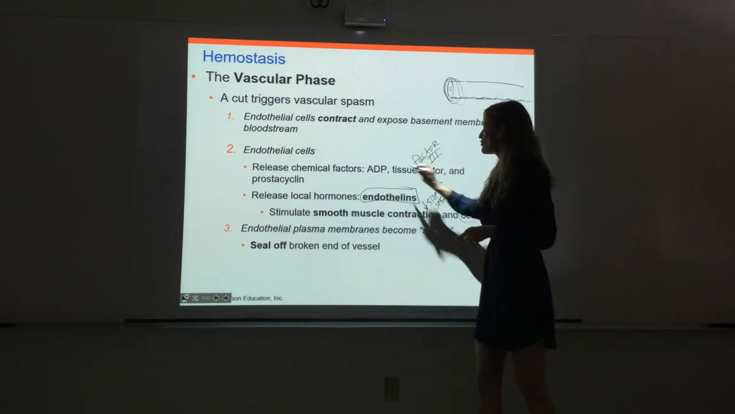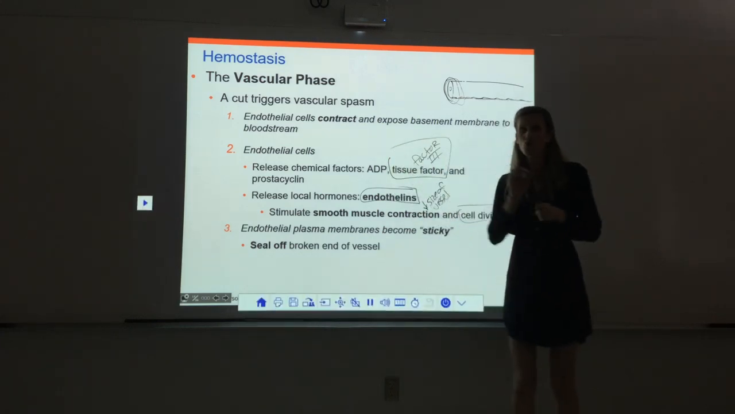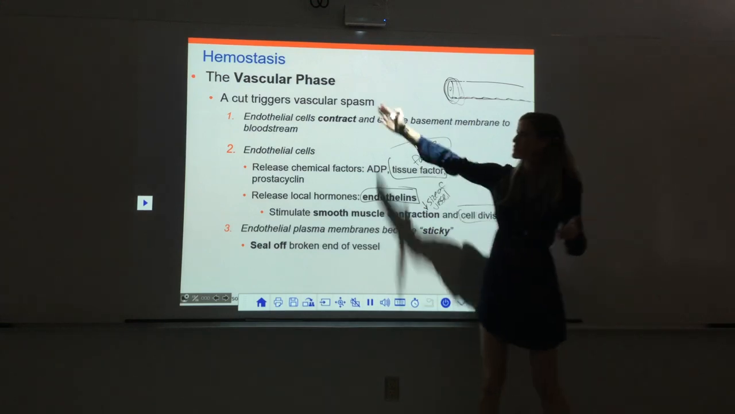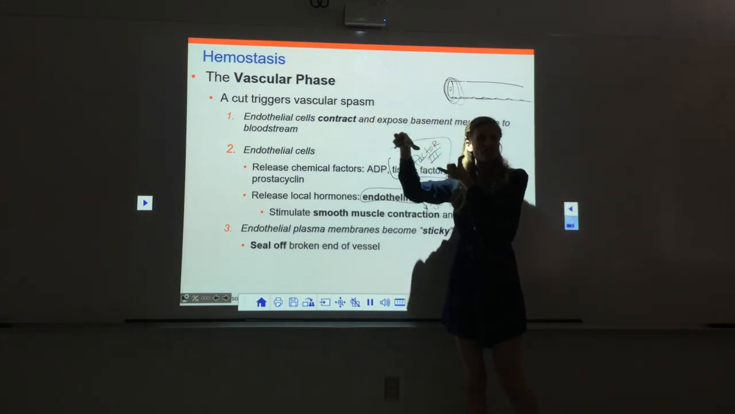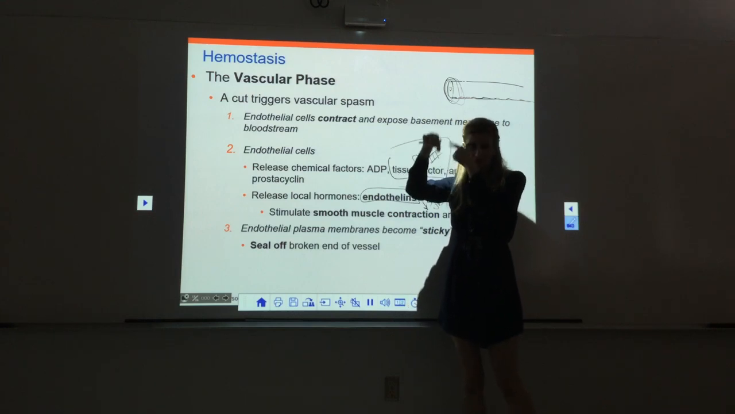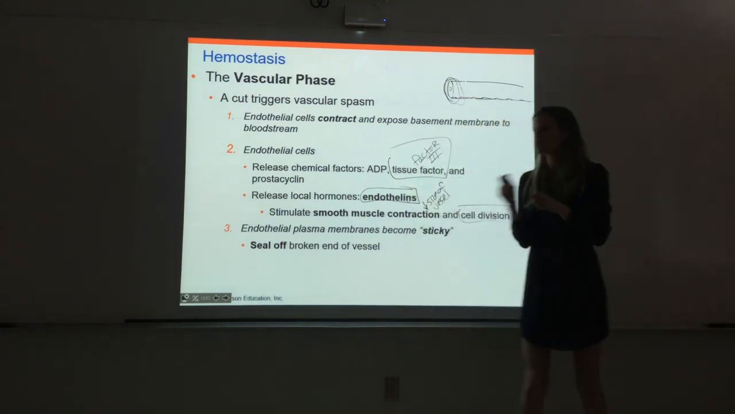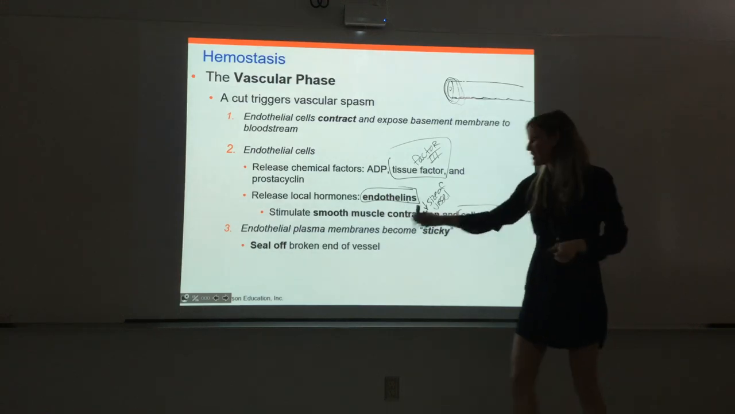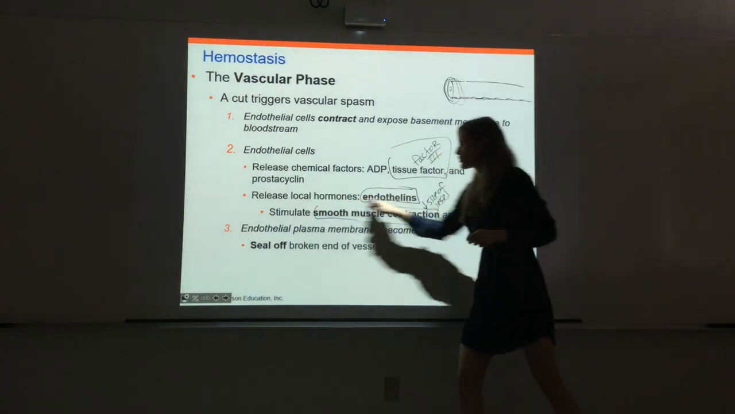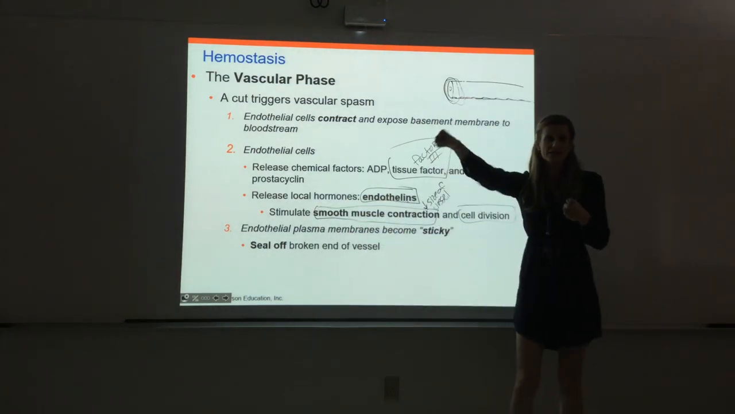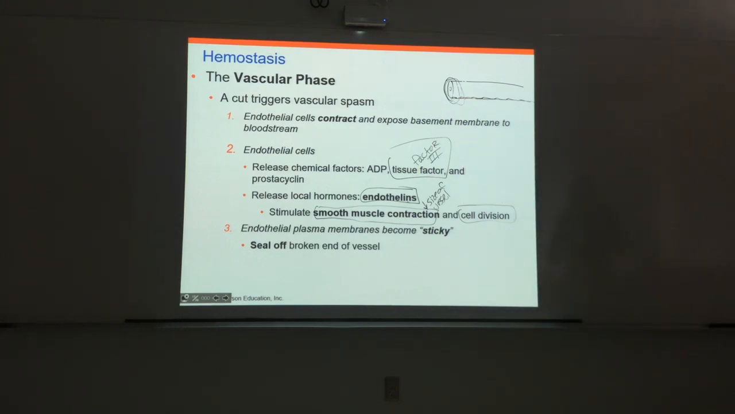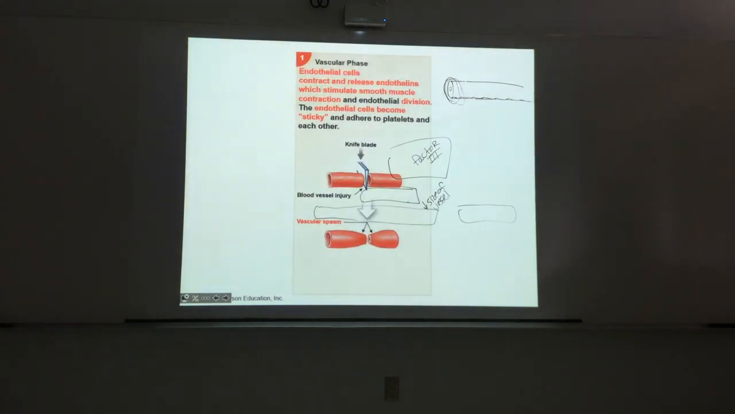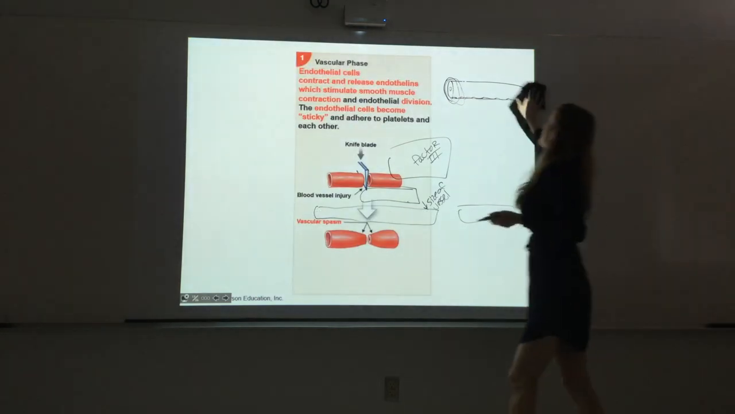I said tissue factor is very important. That kind of makes sense, right? I said we're starting in the vessel or the tissue. So tissue factor goes along with the vascular phase out in the vessel. Endothelins are also highly important, and the fact that they stimulate smooth muscle contraction to shrink the size of that vessel is very, very important. And here we just see that happening a little bit better than my drawing.